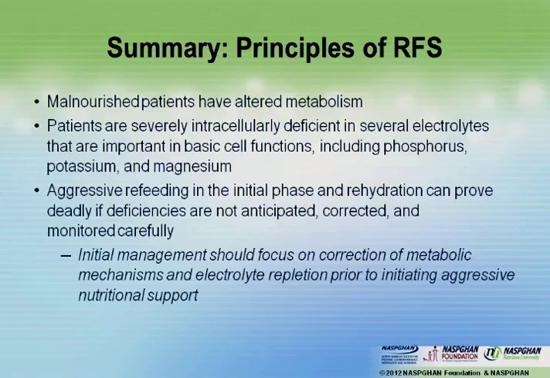So malnourished patients have altered metabolism. Patients are severely intracellularly deficient in several electrolytes, including phos, potassium, and magnesium. And aggressive refeeding in the initial phase and rehydration can prove deadly if you do not anticipate, correct, and monitor carefully. So start low and go slow should be the mantra. And I think that is my last slide.